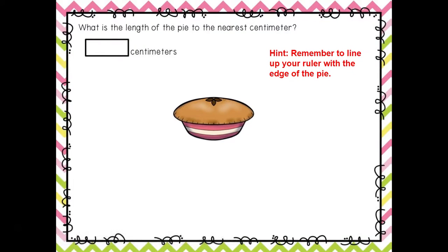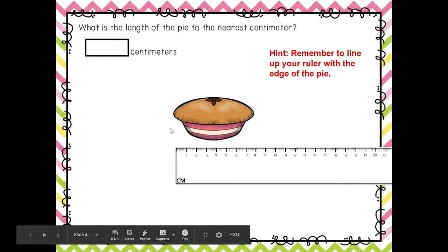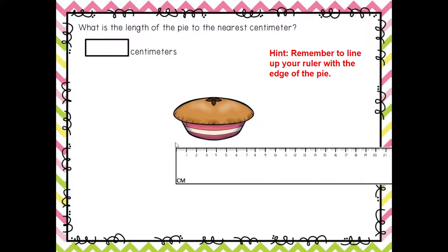Let's give it a try with this question. What is the length of the pie to the nearest centimeter? Now, remember, line up your ruler with the edge of the pie. So here is the edge of my pie. Since there's no zero here on my ruler, I'm just going to line up the edge with the beginning of the ruler.